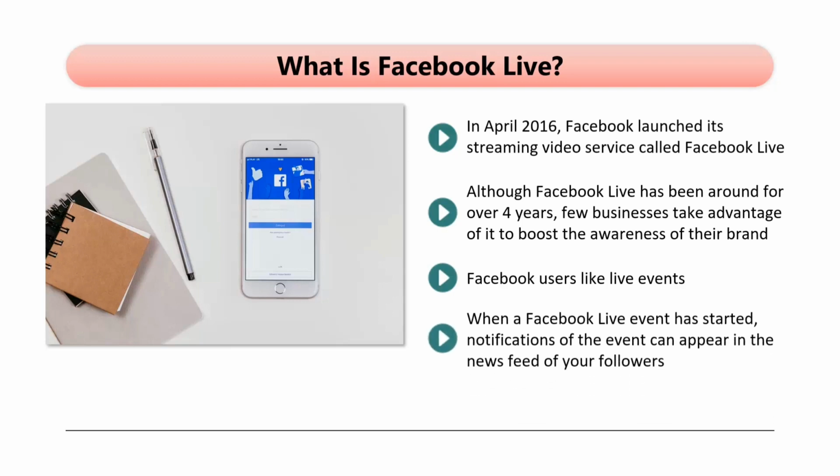When a Facebook Live event has started, notifications of the event can appear in the newsfeed of your followers. This can also occur once the event is finished. This is a really good feature, as some people will forget that they intended to attend the live event. It is also helpful to those followers that were unable to attend for some reason.